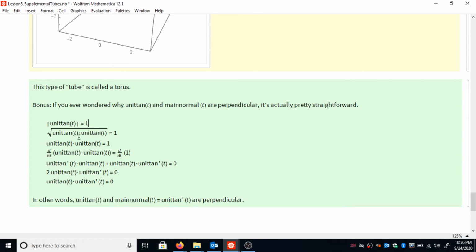Now if I square both sides of that equation to get rid of that square root, I have the dot product of the unit tangent with itself is equal to 1, and I'm going to take the derivative of both sides of this equation. Now what makes this work is that we know that the derivative of a constant is equal to 0. So when we take the derivative of both sides of the equation, the right side is going to become 0.